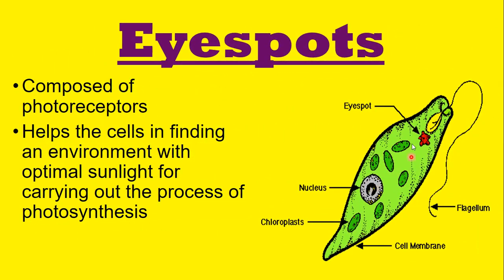The next one's called eyespots, and I'm circling it right here on this diagram. It's already labeled eyespot, but I'm circling it. It's composed of something called photoreceptors. If you don't know, the prefix photo means light. Receptor means it's going to gather it. So what it does, it helps the cell, if it does photosynthesis, find a place that has a lot of light so it can carry out that photosynthesis. Because remember, light is needed for photosynthesis to occur. So that's what the eyespot's there for, trying to find the best place to do photosynthesis.